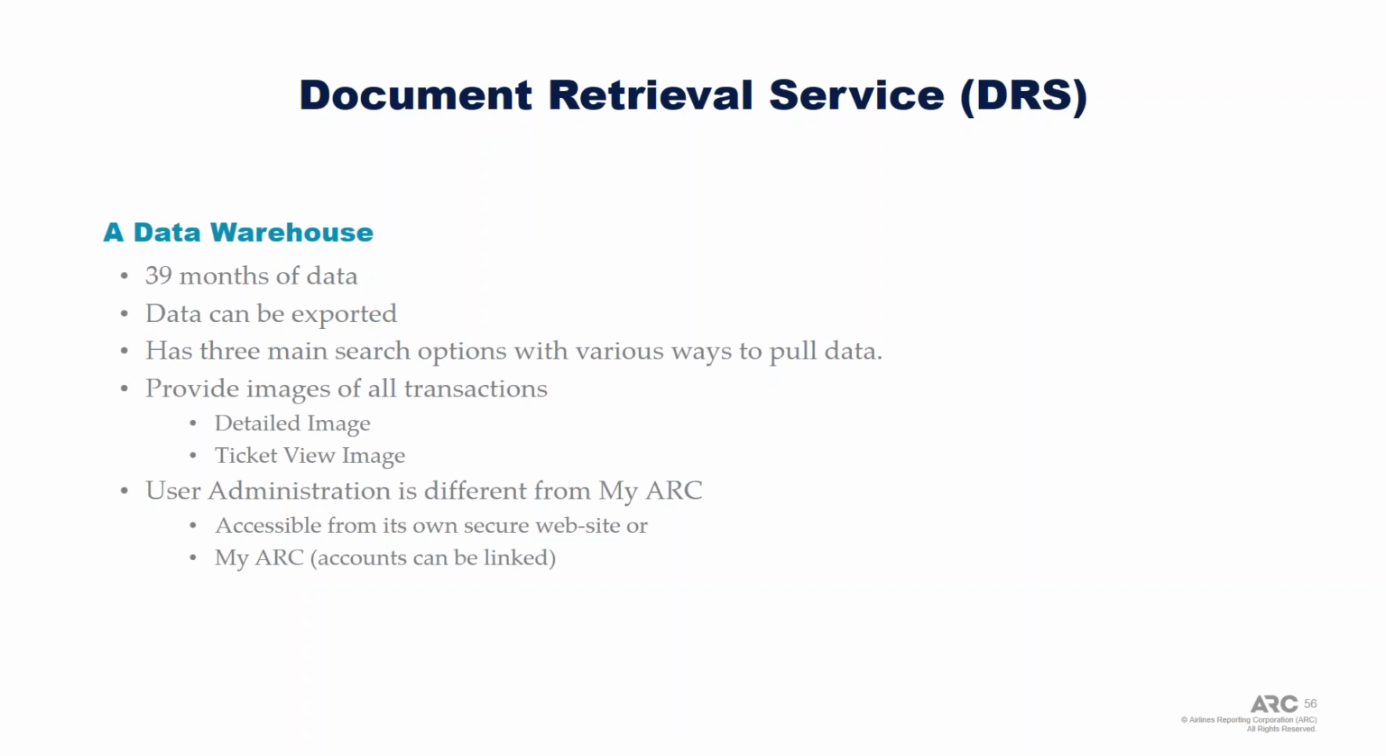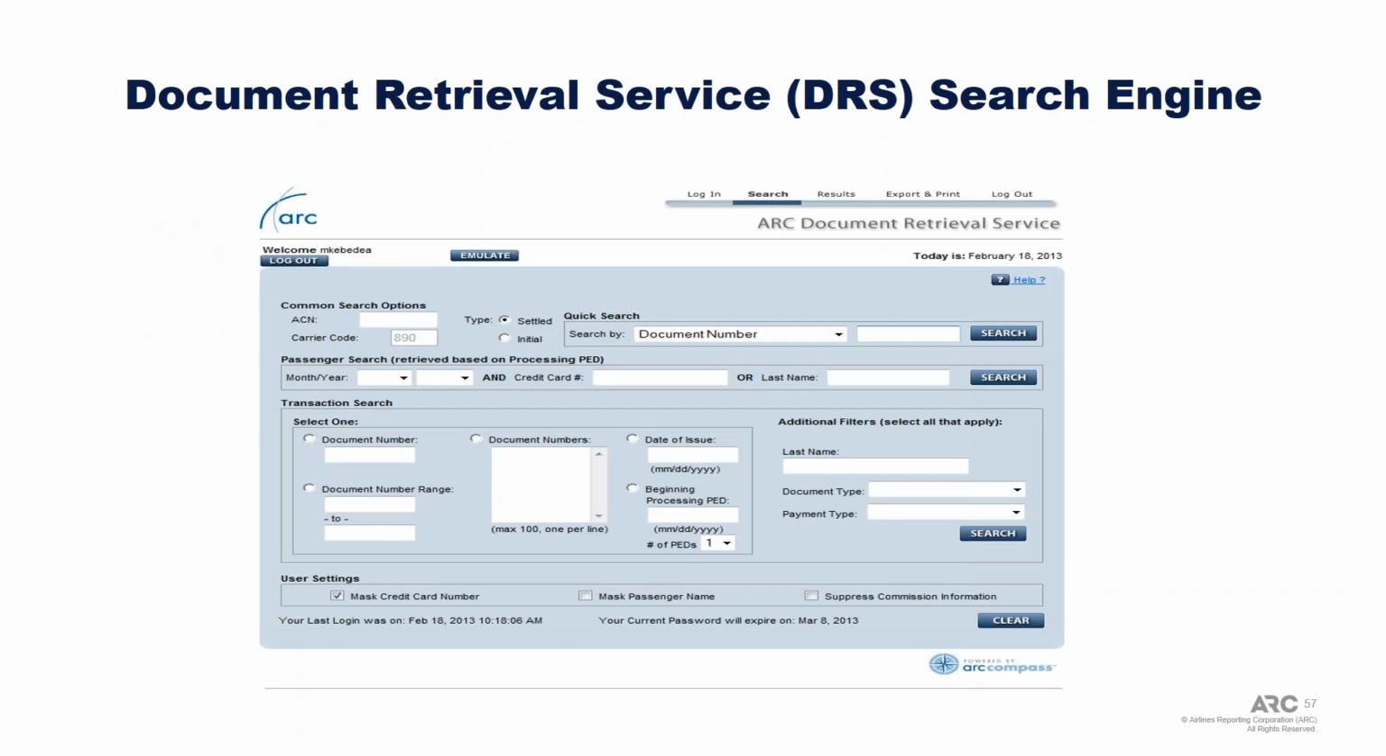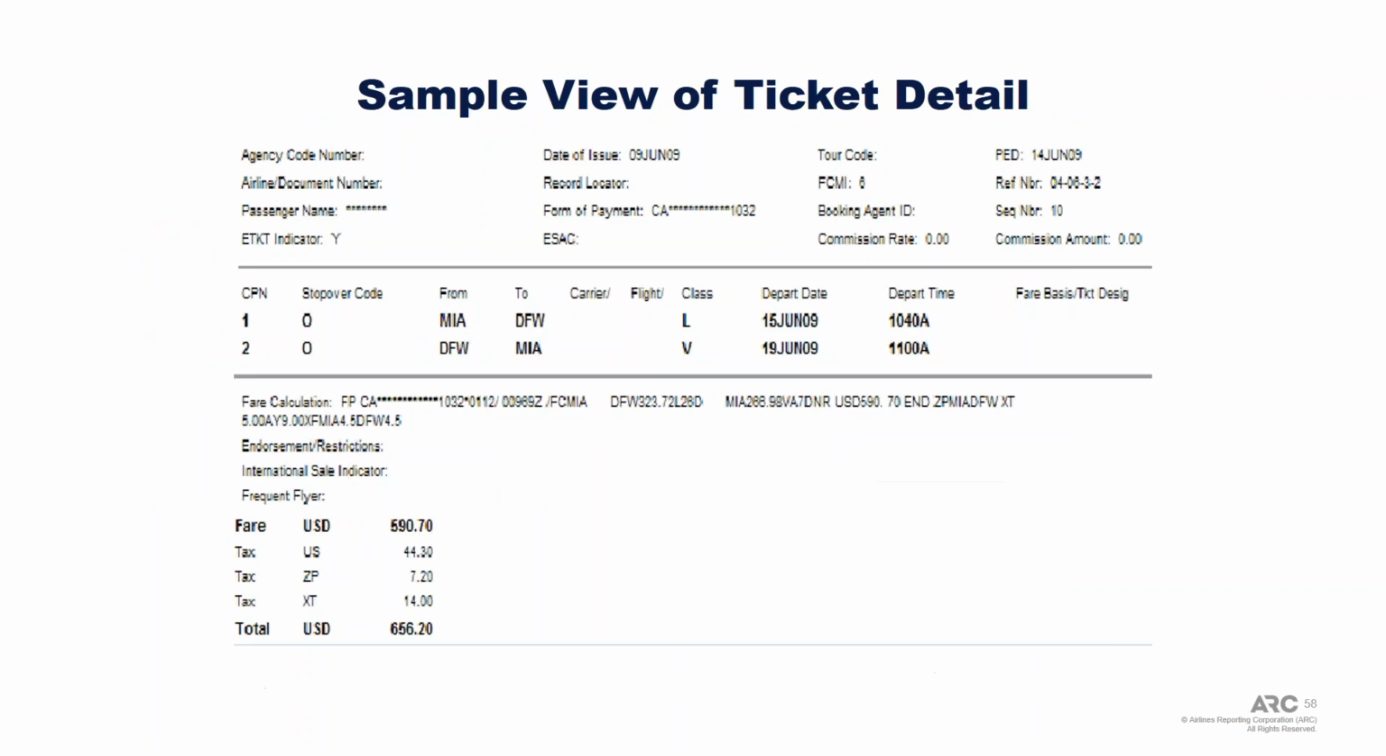And the user administration is different from my ARC. So you will have a security manager, and it can be the same or a different contact than the primary administrator in my ARC. It's accessible from its own secure website, and now we have the functionality to where you can link your account to your MyArc account, and you won't need an additional login. And this is just a screenshot of the landing page for DRS, the search engine. A sample view of the ticket detail, if you like to read your data in this view.